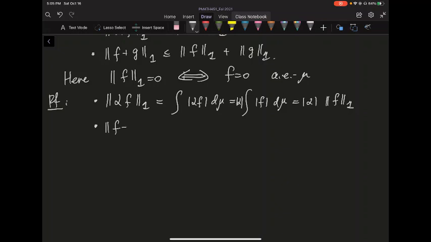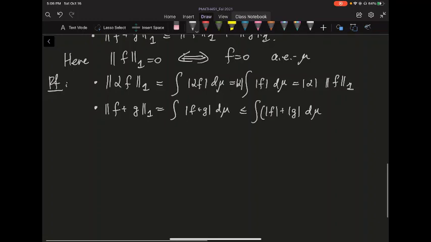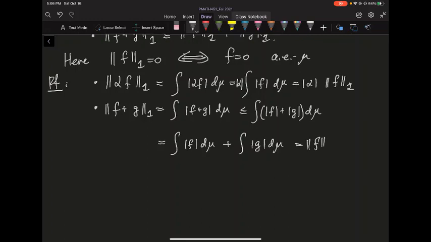And the other one is also kind of trivial. If you just write out the definition, this is the integral of the absolute value of f plus g. You know the absolute value satisfies the triangle inequality, so you can break it into the absolute value of f plus the absolute value of g. And again, we're doing integrals of non-negative functions here, and we showed the integral of non-negative functions is linear. So I can break this integral into two parts, and that's just the one norm of f plus the one norm of g.